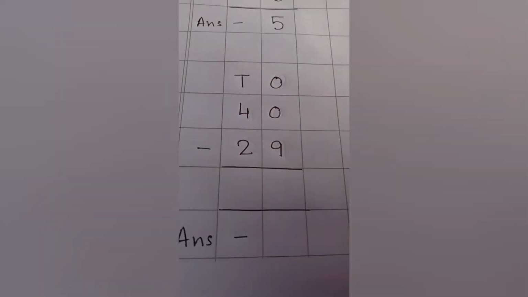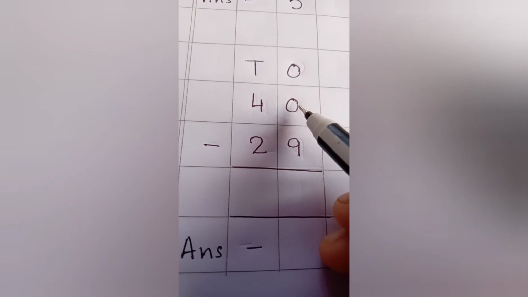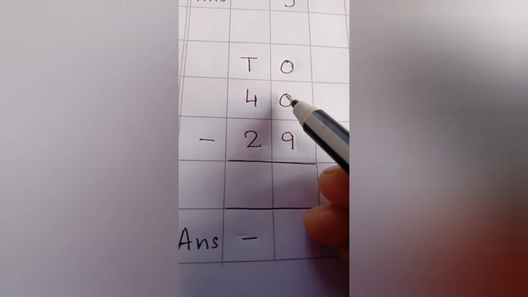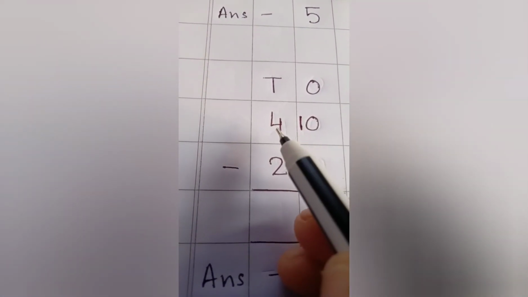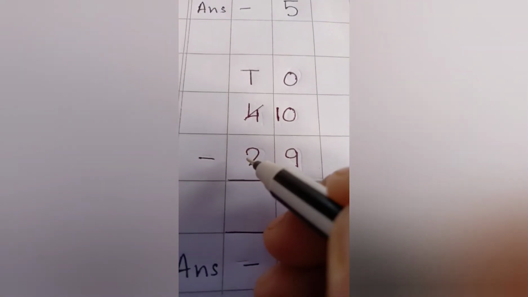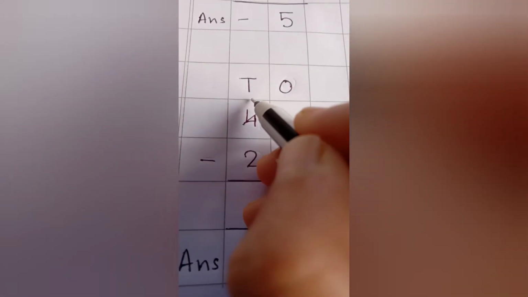Now the next sum. Now look here children. On top we have 0 and below we have 9. So 0 has got no value. 0 means nothing. So when we have nothing, then from there we cannot take 9 things away. So we have to make it 10. So we add 1 here. This one we have borrowed from number 4. So what we do? We strike off number 4 and write down the before number of 4. What is the before number of 4? 3 is the before number of 4.